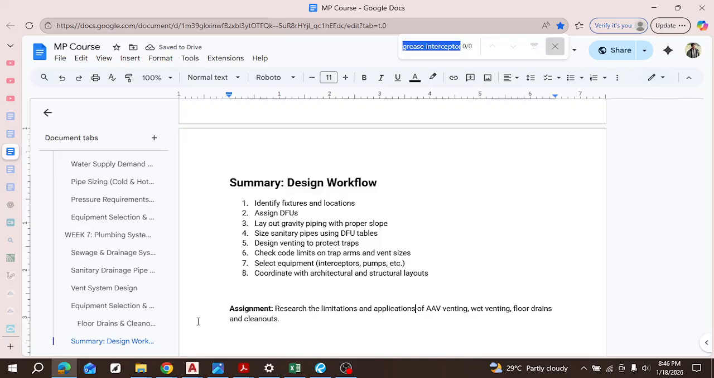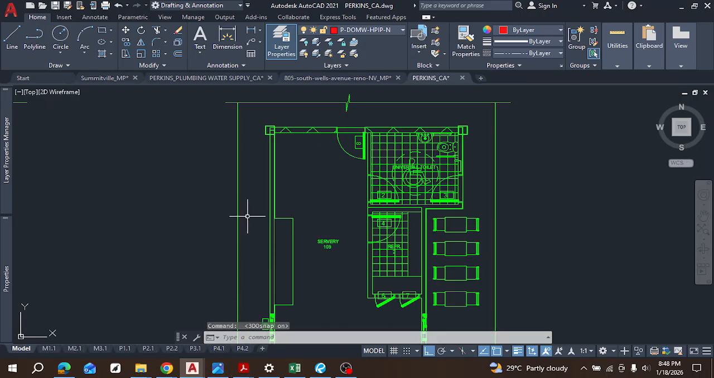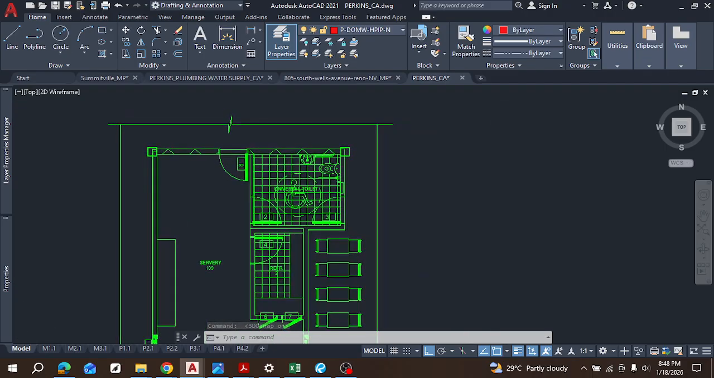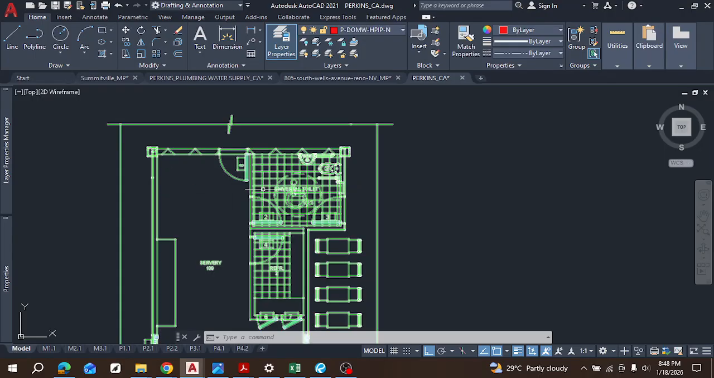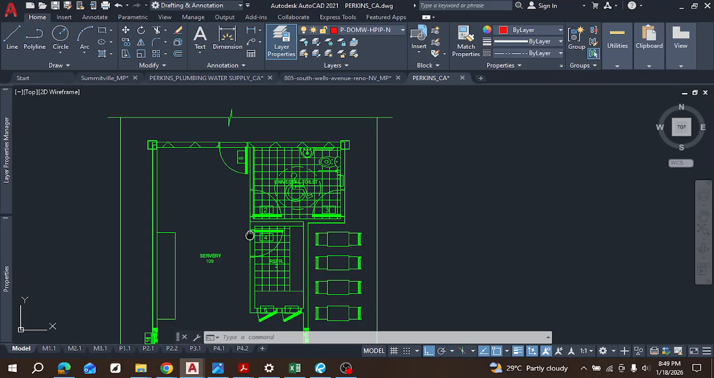So let's see if we can. So this is a project we've looked at before. This is a coffee shop, a small coffee shop. We've sized and designed the mechanical system. We've designed the fresh water plumbing system, the water supply plumbing system. And now let's look at how the drainage for this is going to go.